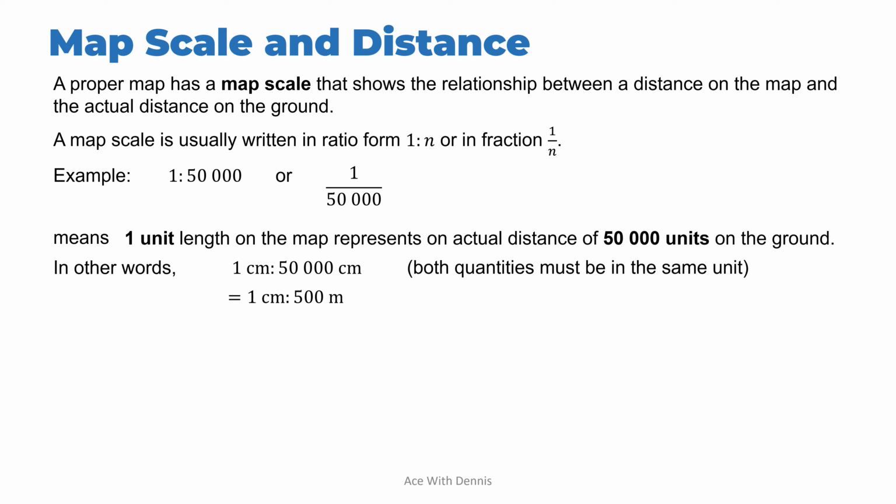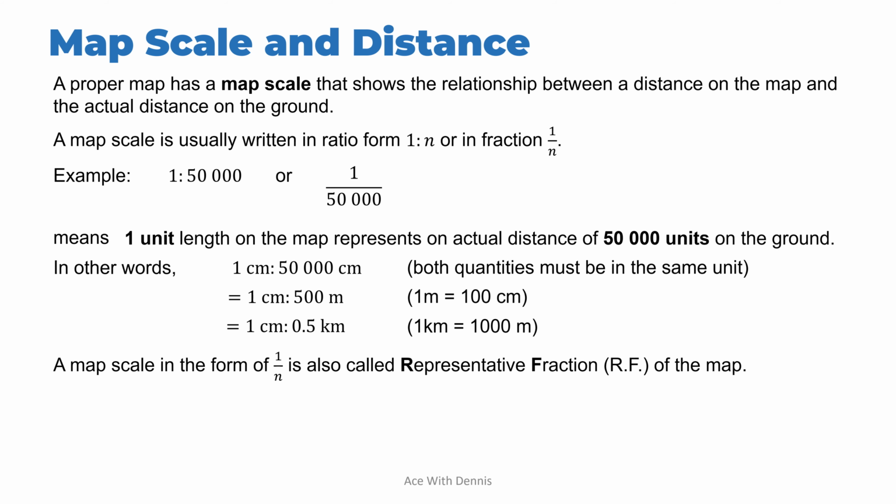Then we can convert 50,000 centimeters to 500 meters, as 1 meter equals 100 centimeters. We also can convert the ratio to 1 centimeter to 0.5 kilometers, as 1 kilometer equals 1000 meters. A map scale in the form of 1 over n is also called representative fraction or just RF of the map.